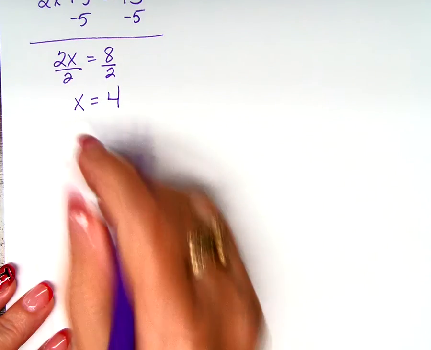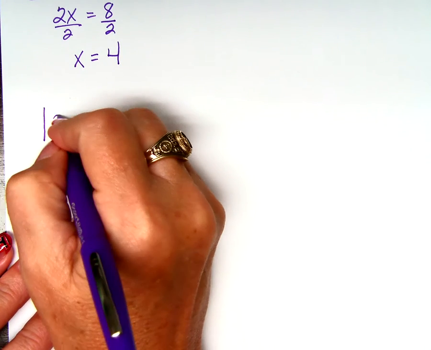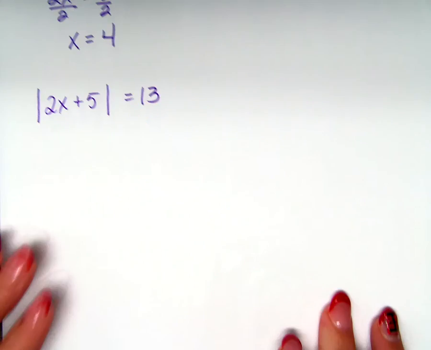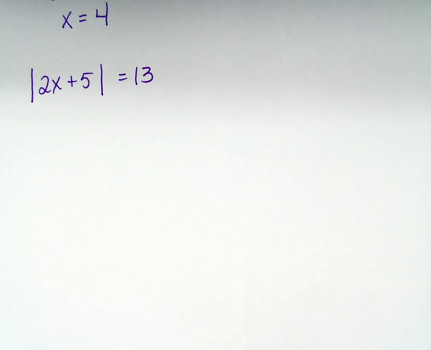So here's what an absolute value equation is going to look like. The absolute value of 2x plus 5 equals 13. This is what an absolute value equation looks like, okay? What do you know about absolute value? It can't be negative. So if we're taking the absolute value of negative 2, it's positive 2. Do you know the definition of absolute value? How far away it is from 0, right? That's kind of like a real basic definition.